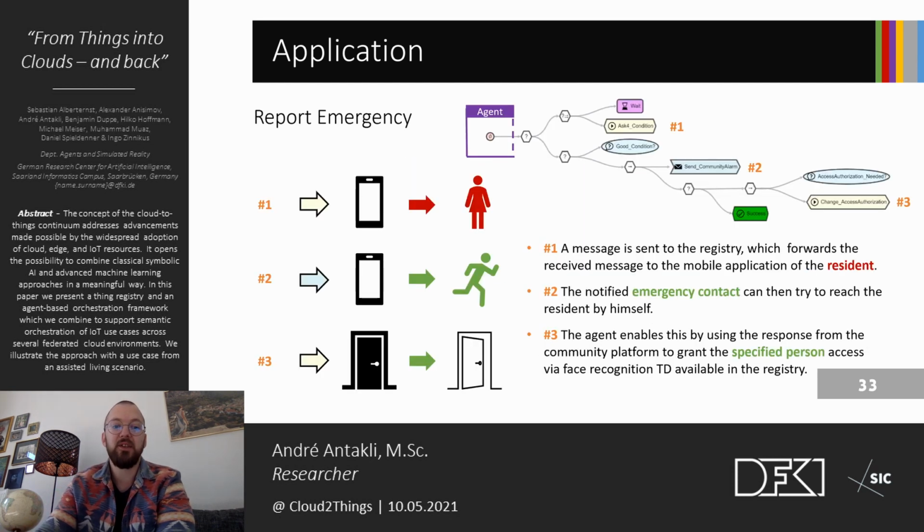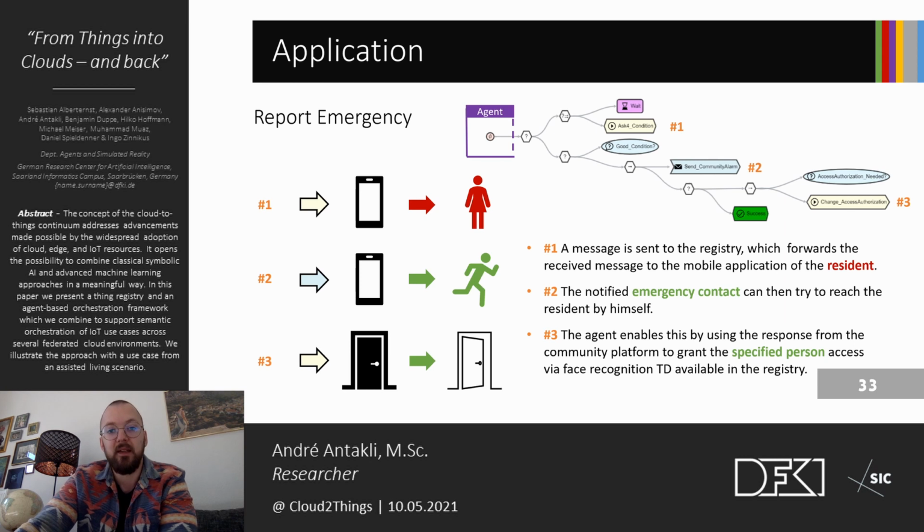In the first escalation stage, here marked via number 1, the agent first tries to contact the resident via a mobile app to ask about their condition. How to contact that person is noted in the registry and enabled for the agent. If a negative response is returned or a timer has expired, the next step, number 2, is executed.